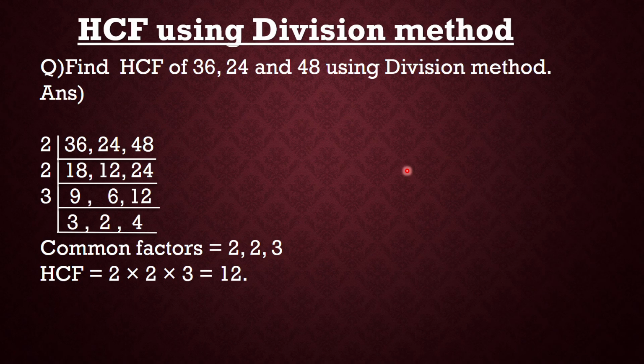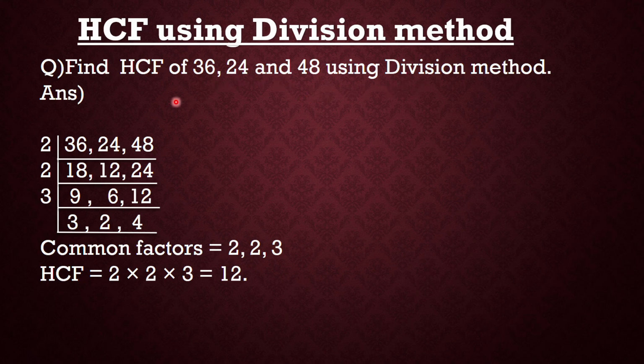So far we have seen how to find the HCF using prime factorization, and here we are going to see how to find the HCF using the division method. Find the HCF of 36, 24 and 48 using the division method.